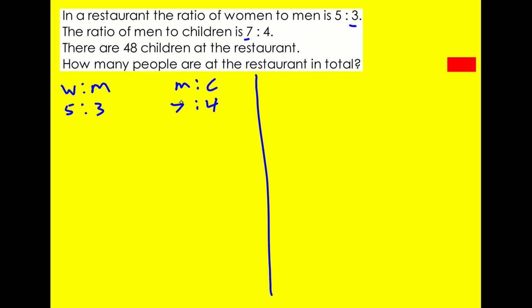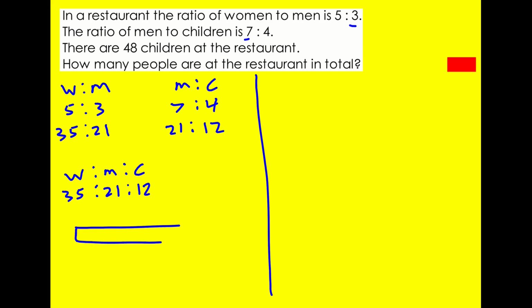And I want to get these overlapping parts the same. So what I can do is I can multiply this one by 7 and this one by 3. And then I'm there. I've got women to men to children. It's 35 to 21 to 12. Right, if I represent this roughly as a bar diagram, then I know that these 12 parts are worth 48. So one part is going to be 48 divided by 12, which is 4.